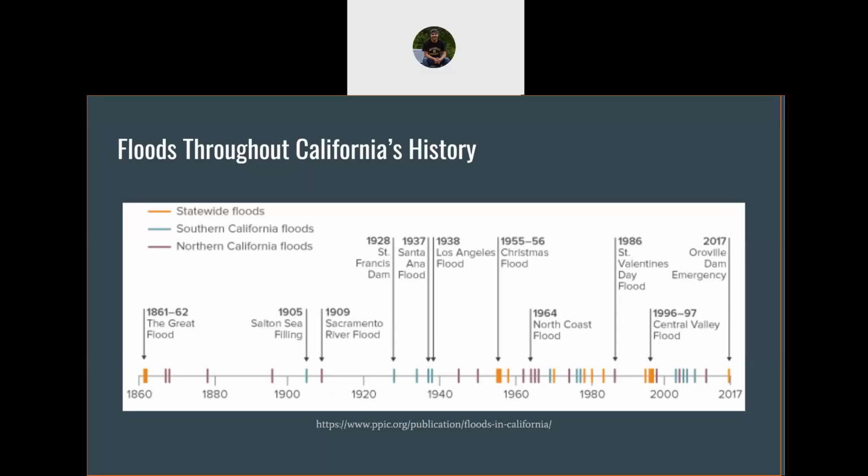Lots of other floods were caused by heavy rainfall, but more floods in California's history were also dam failures, just like the Oroville Dam in 2017.